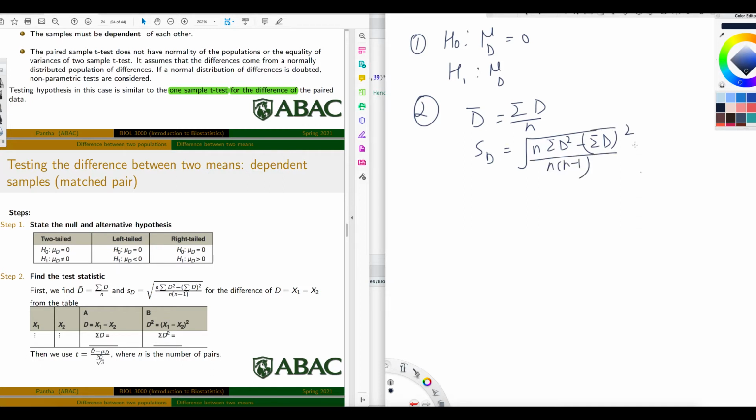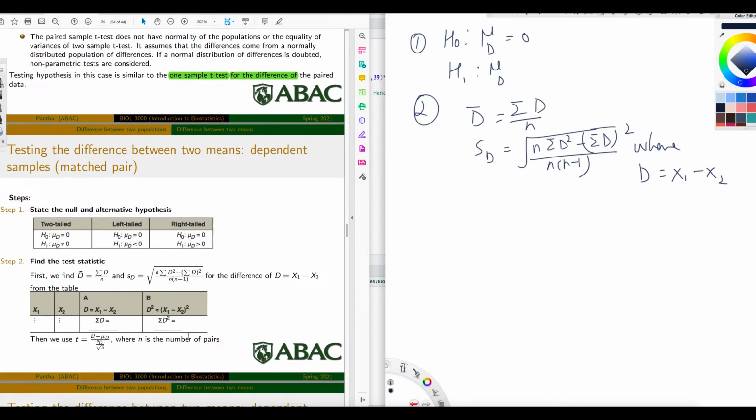Where d equals x1 minus x2. That is, the first data of sample 1 is subtracted from the first data of sample 2, the second data of sample 1 subtracts the second data of sample 2, and so on. This is how we find that. So x1, x2, this will be the difference d, and then d squared is the square of the difference.